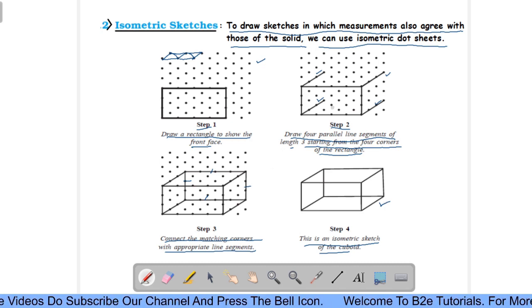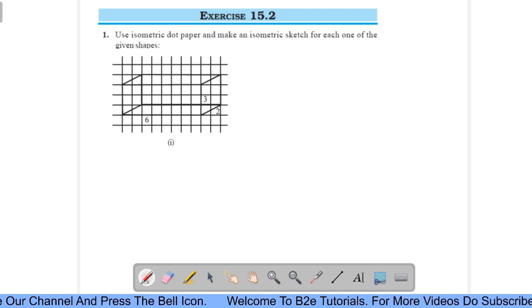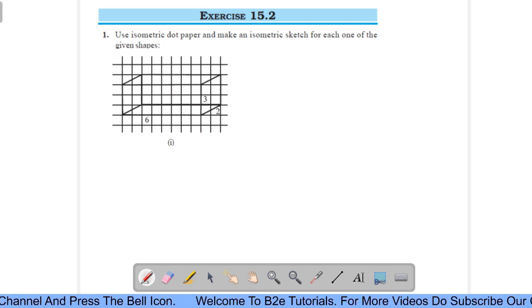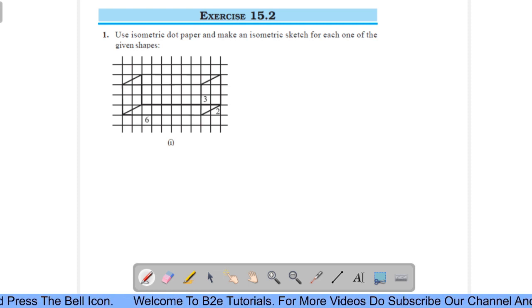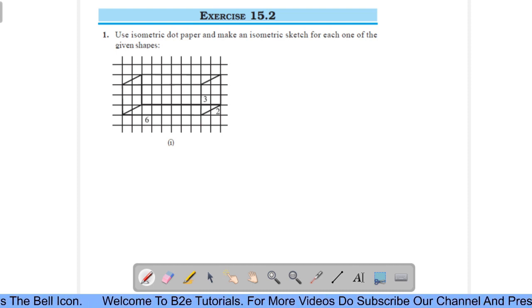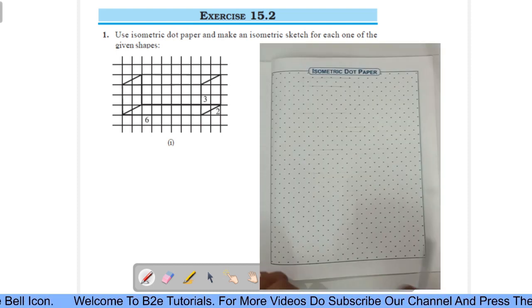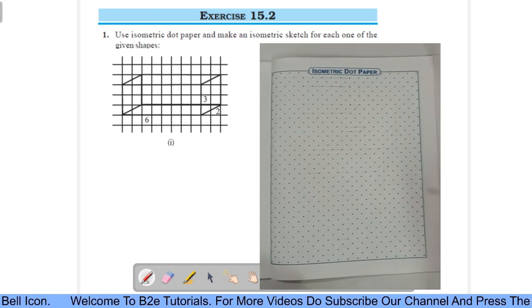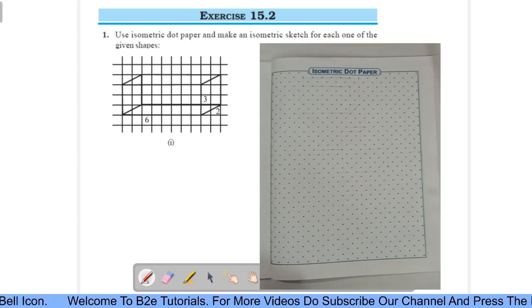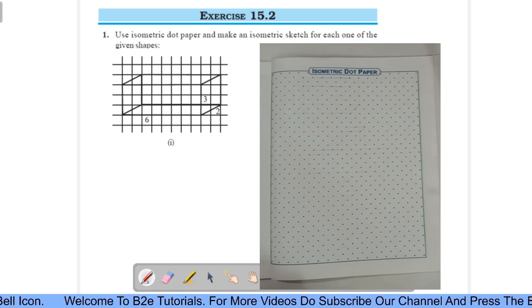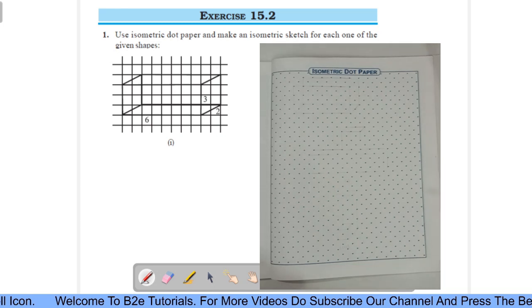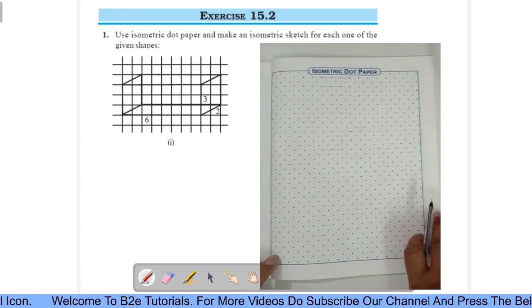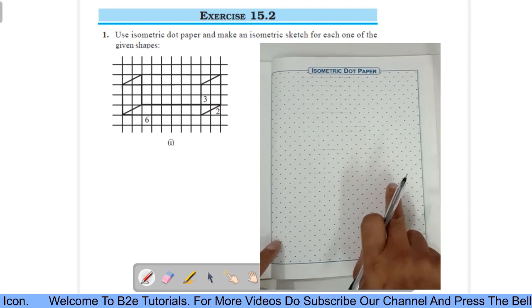Now come to exercise 15.2, question number 1. Use isometric dot paper and make an isometric sketch for each one of the given shapes. Say the first part. Here take isometric dot paper. It is of this type.